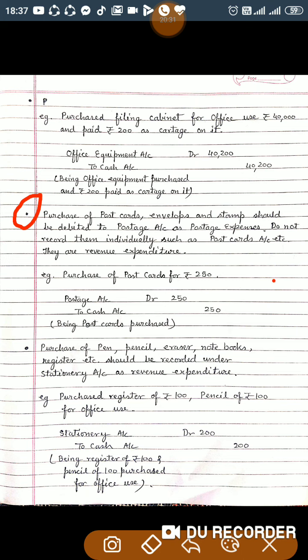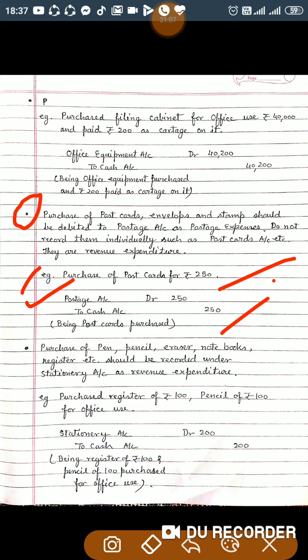Postal charges account or postage account, these expenses are day to day expenses, they are revenue in nature. So for example, we have purchase of postcards of rupees 250, so you will debit postage account, credit cash account. Postage expenses is an expense, it is an increase in expense, so it should be debited. And at the same time, cash is an asset, it is decreasing from the business, so decrease in asset should be credited, so cash account is credited, being postcards purchased.